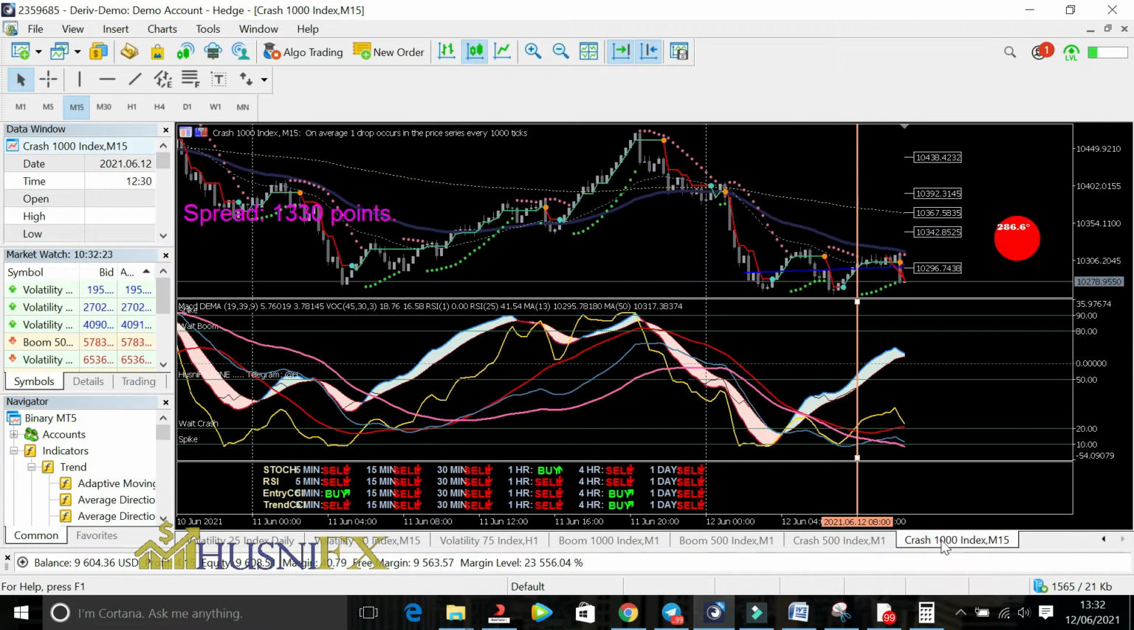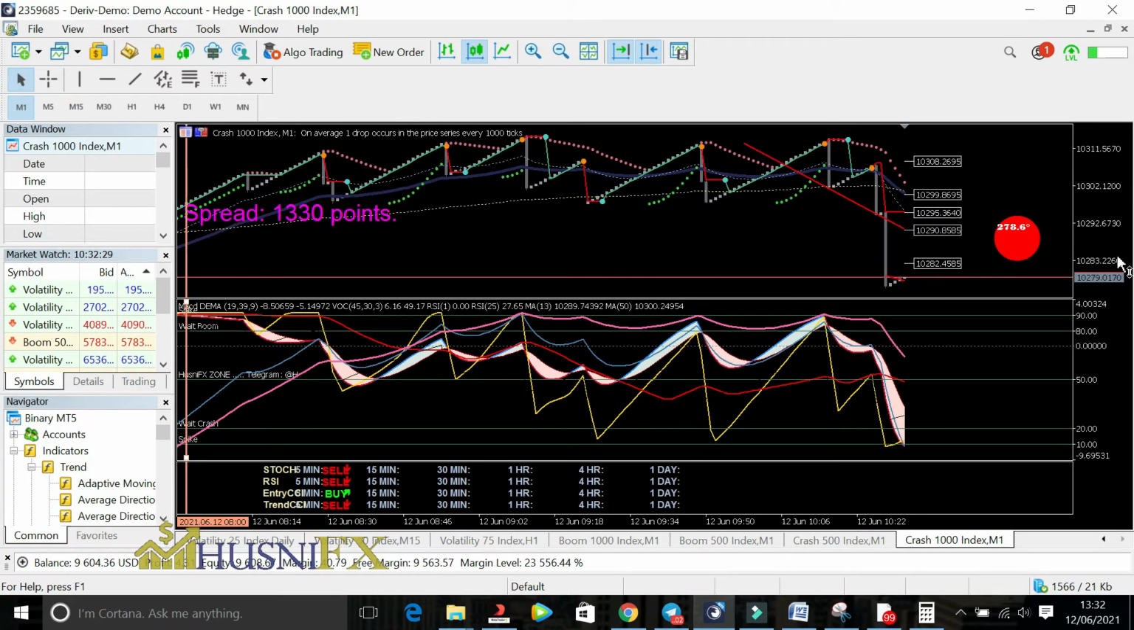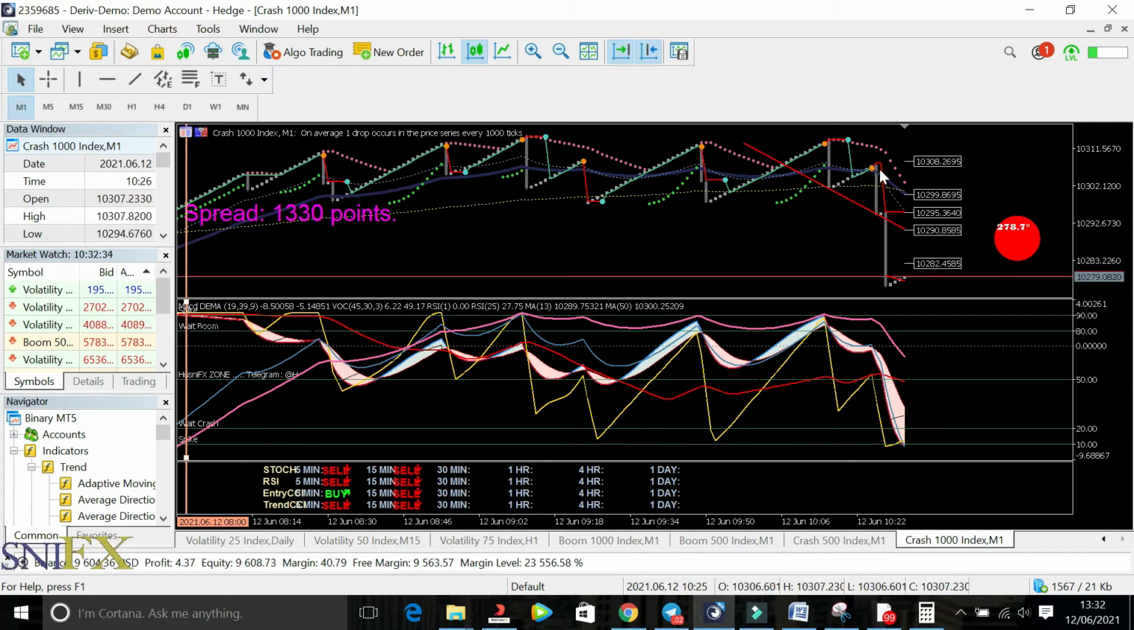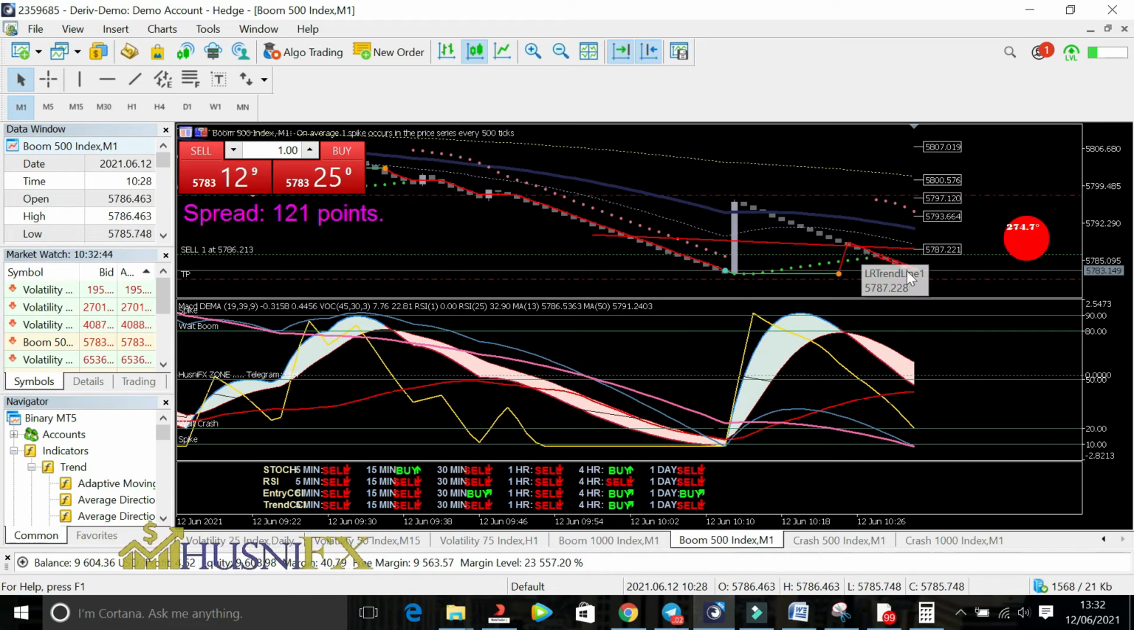Let us go to crash 1000 on the lower time frame. Here it has been buying for a long time, so you can see it has been buying. Now it's time to drop, so there are no buying entries. I really hope the selling entries were clear and you got the point.